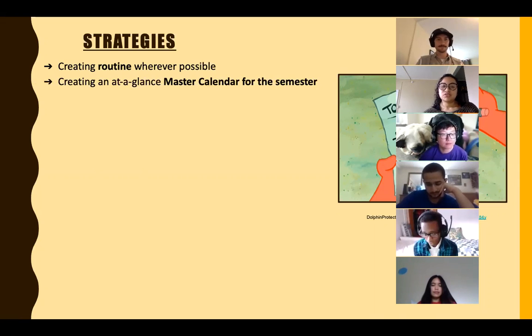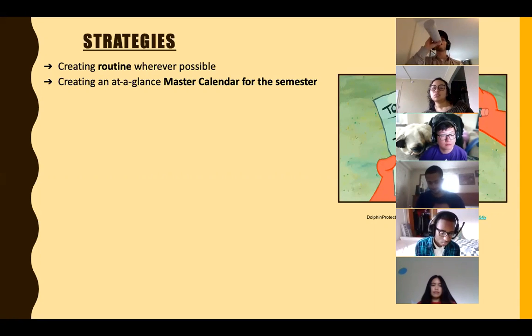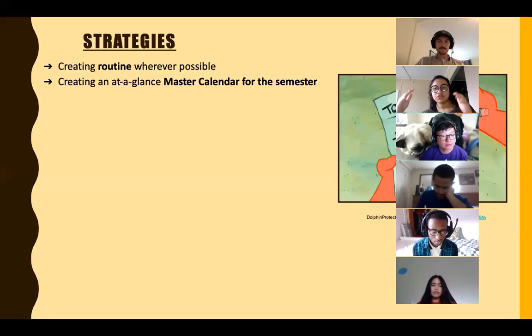The second step is to possibly create an at-a-glance master calendar for the semester. This master calendar would include all your courses and your assignments and the due dates in chronological order. This will give you a sense of what a busy day in the week would be, or a busy week in your semester.